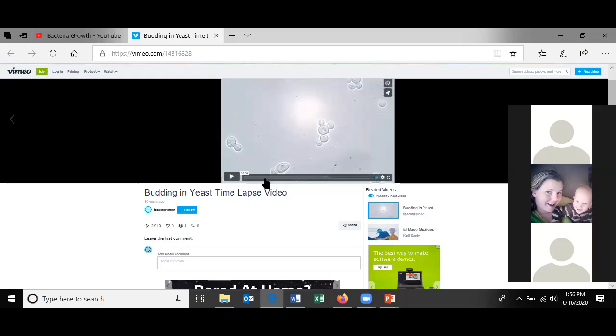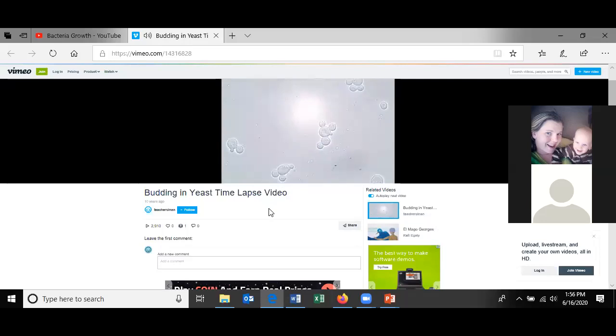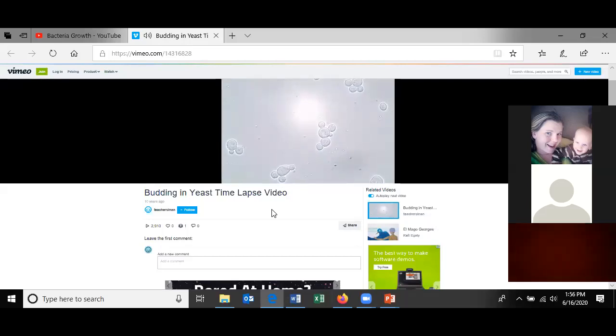So if you look at this cell here, you can see that it's starting to form a bud right there. And there the bud is puncturing out. And it looks like the DNA is starting to replicate. We can actually see that. And now the DNA is starting to move into the bud. And the bud is getting larger and larger.